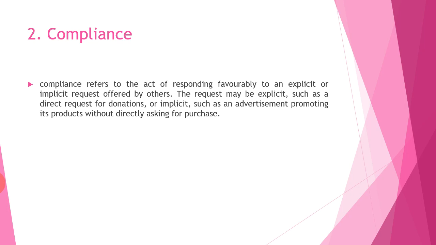Next comes the second area of social influence, that is compliance. Compliance refers to the act of responding favorably to an explicit or implicit request offered by others. It is not adhering to existing social norms, but through an explicit or implicit request we are changing our attitudes, feelings, thoughts and behaviors. The request may be explicit, such as a direct request for donations, or implicit, such as an advertisement promoting its products without directly asking for purchase.